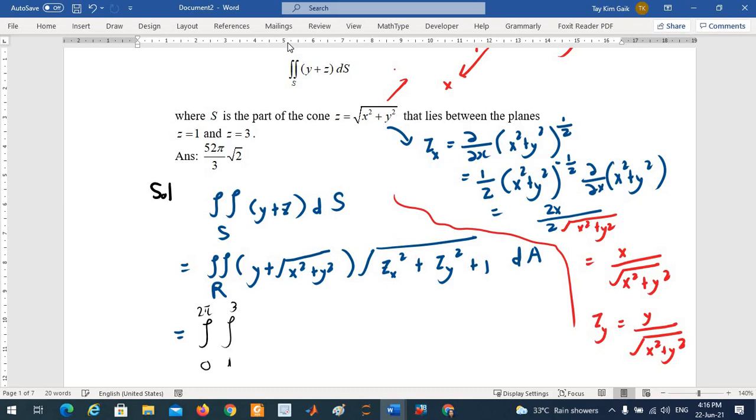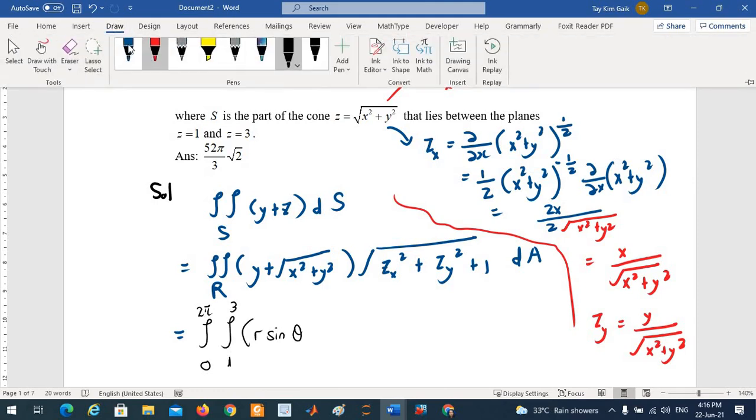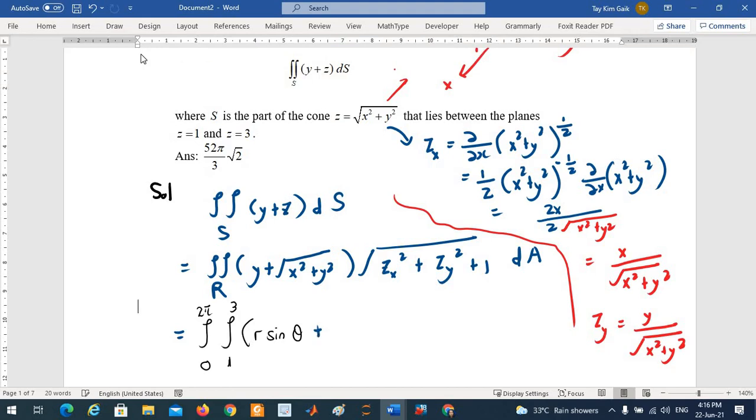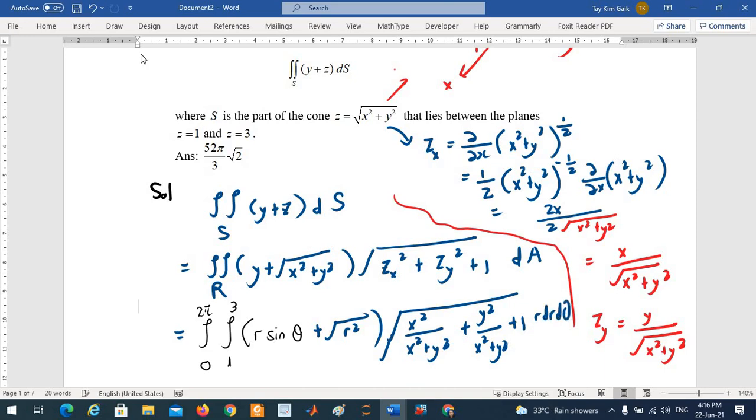Then dA will change to r dr d theta, and y will be changed to r sin theta. Y is r sin theta, and x squared plus y squared is r squared. Then zx squared, you square it: zx squared is x squared over x squared plus y squared. Zy squared is y squared over x squared plus y squared, and then we have plus 1. dA becomes r dr d theta.